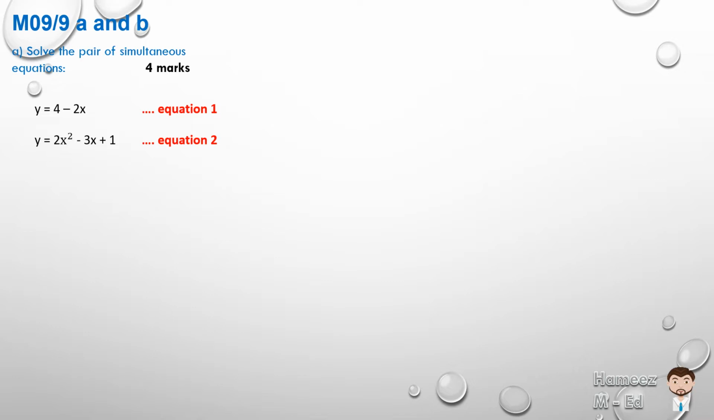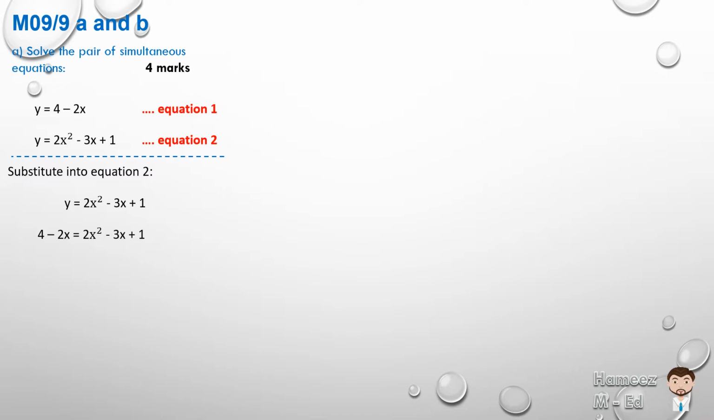Let's recall that the first equation is a straight line and the second equation is a quadratic, which means a parabola. So if we're solving this, there are a couple different methods we can use. I'm going to use the method of substitution. So we're going to substitute into equation 2. Let's write equation 2 first. Y is equal to 2x squared minus 3x plus 1. And from equation 1, we know what y is. So we can rewrite, replacing y by 4 minus 2x, which is equal to 2x squared minus 3x plus 1.